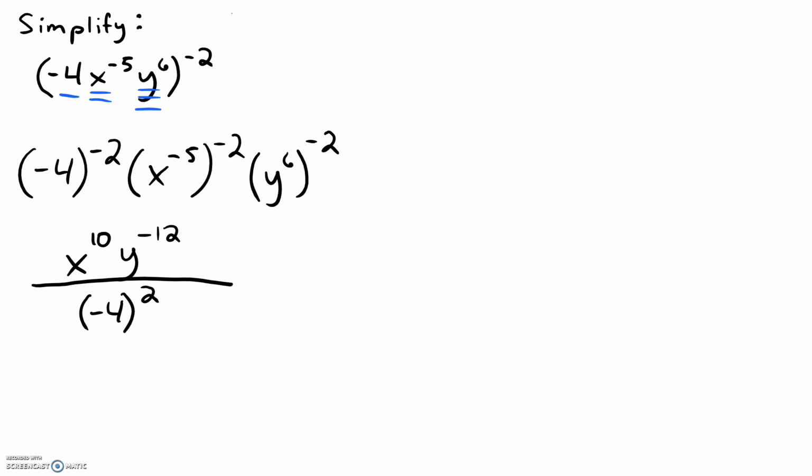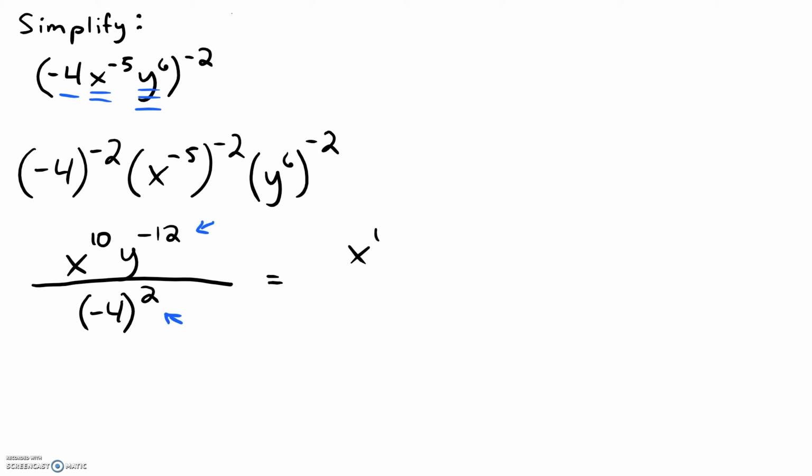So now we need to simplify a little bit further. The first thing we need to take note of is that we have a negative power on the y, -12. Also, we can simplify the -4 to the second power. So let's go ahead and deal with each of those separately.